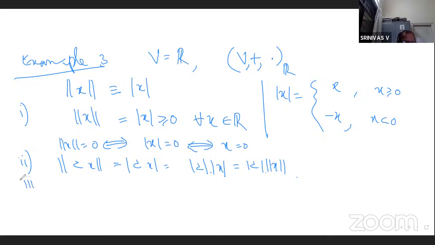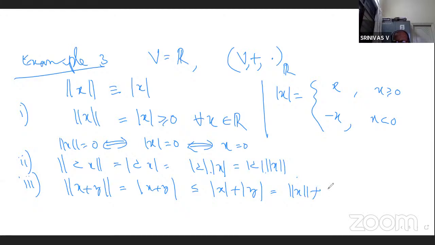The third one is the norm of x plus y. Here c and x are real numbers. The norm of x plus y is equal to mod x plus y. The modulus satisfies the triangle inequality, so it is less than or equal to mod x plus mod y. This can be written as norm x plus norm y. This is true for any real numbers x and y. That's how the absolute value function becomes a norm, and the real numbers equipped with this norm form a normed linear space.